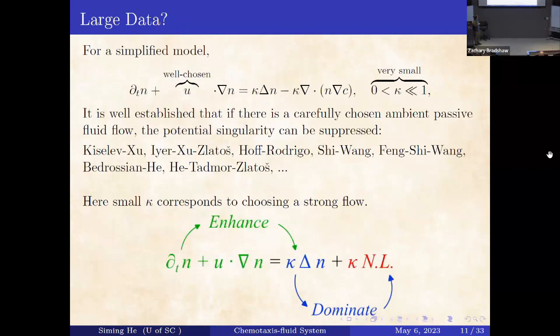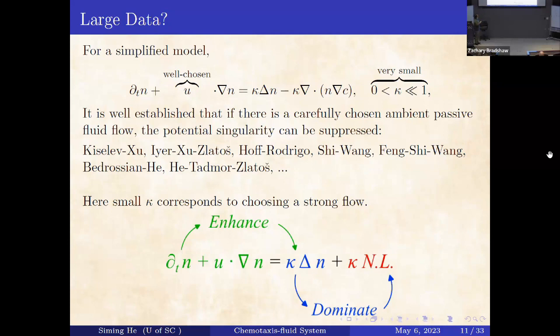The motivation comes from the serious work by experts here. So let's focus on the first equation, and just ignore the Navier-Stokes for a moment, because that's a little bit complicated. If you have this equation, kappa here will be chosen small to emphasize that the flow effect is strong.